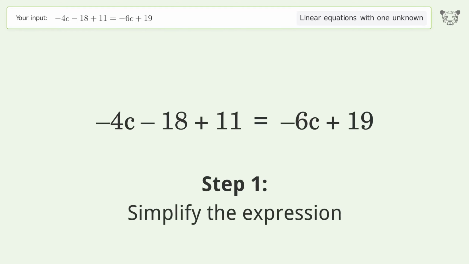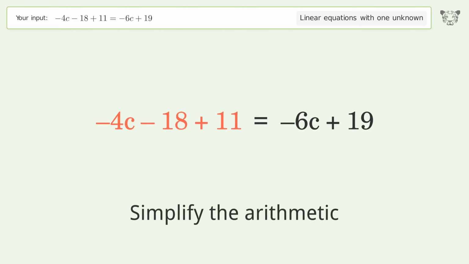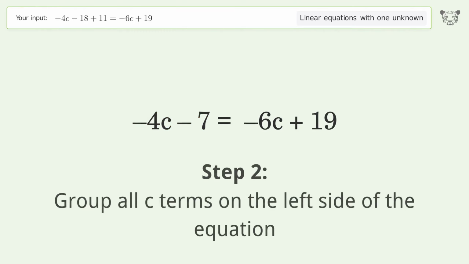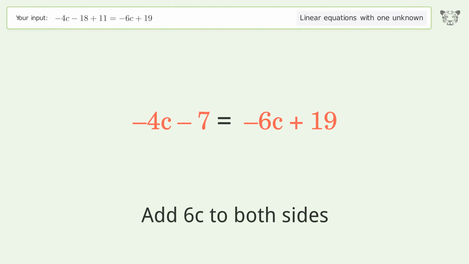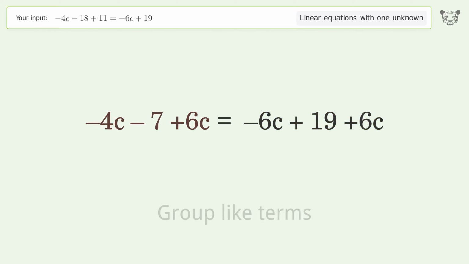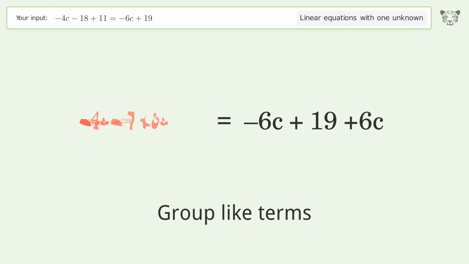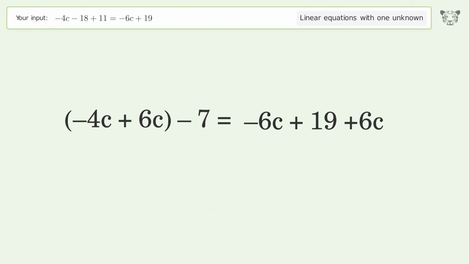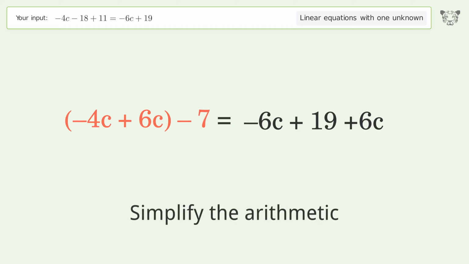Simplify the expression. Simplify the arithmetic. Group all c terms on the left side of the equation. Add 6c to both sides. Group like terms. Simplify the arithmetic.